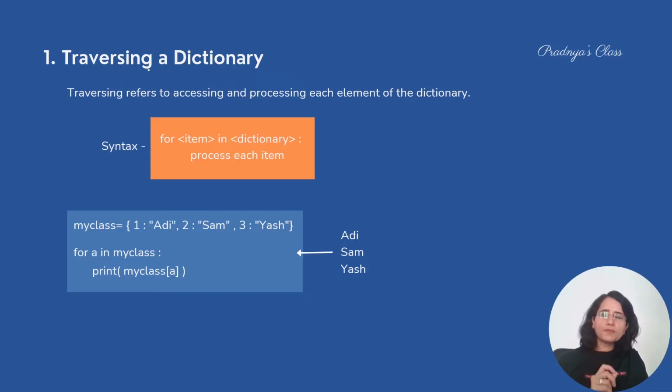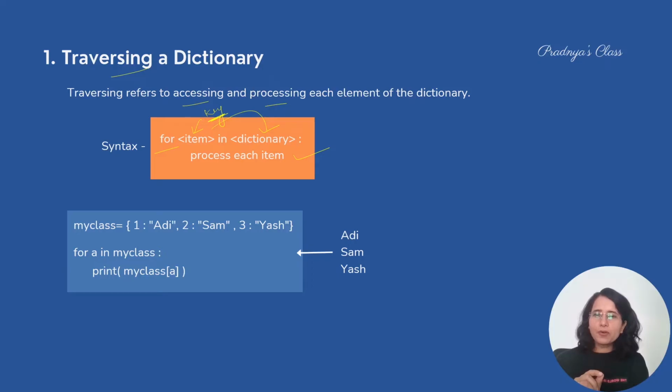The first operation which we can perform on a dictionary is traversing. You are familiar with the traversing technique as we have used this in list and tuples also. Traversing means accessing and processing each element. We have to iterate through the dictionary to access each element. For that we use the looping construct. So here we are using the for loop. According to the syntax we have to mention here item. Item is actually a key in case of dictionary, and we will search in the dictionary. If that item is in the dictionary, we will print the value for that particular key.